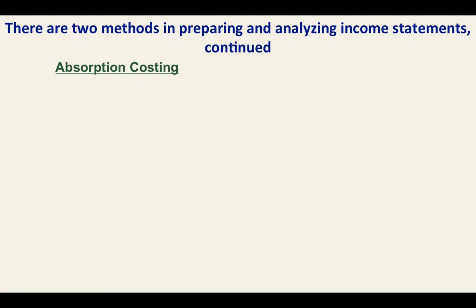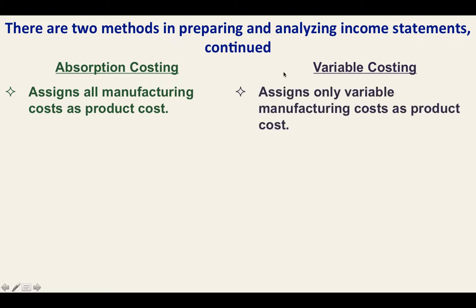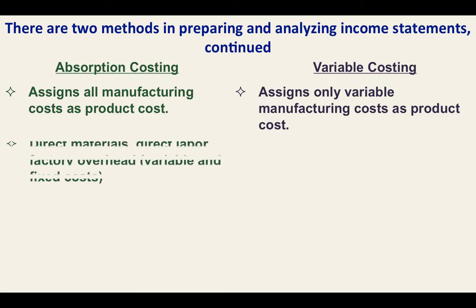Let's move on and continue the differences between absorption costing and variable costing. Under absorption costing, it assigns all manufacturing cost as product cost. So, ang ibig sabihin, lahat ng manufacturing cost ay product cost. In variable costing, it assigns only variable manufacturing cost as product cost. So, let's take a look at the details na napag-aralan nating manufacturing cost. Yung direct materials, direct labor, factory overhead, both variable and fixed cost are assigned as product cost.